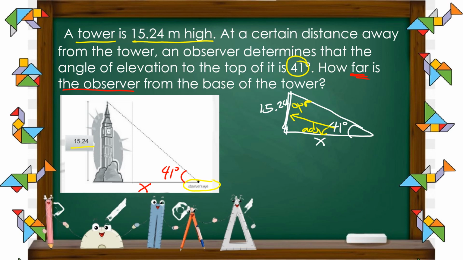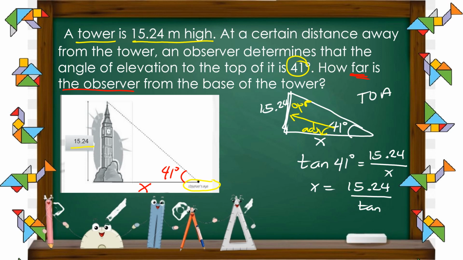So we are going to use tangent from our SOHCAHTOA. TOA: tangent is equal to opposite over adjacent. The angle is 41. The opposite is 15.24 and the adjacent side is x. From our previous videos, when the unknown is in the denominator, we have to divide. So x is equal to 15.24 divided by tangent 41. So how are we going to show that?